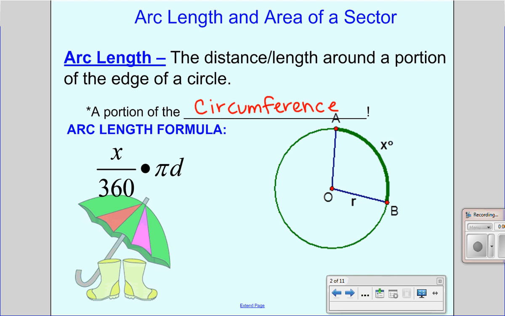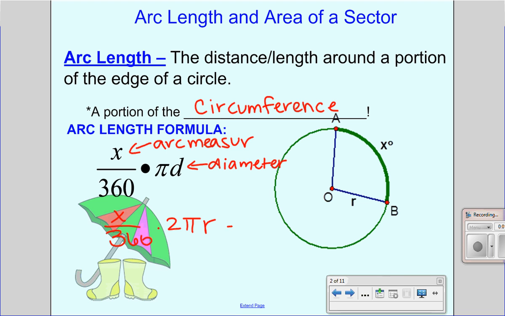Okay, now there's two forms to writing this formula. There is x, which is our arc measure, over 360 times pi times the diameter. Now normally they don't give us a diameter, so I actually prefer to use the formula x over 360 times 2 pi r, where r stands for our radius, because most of the time they'll give us that radius instead.